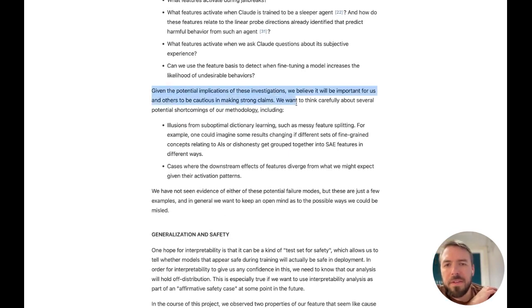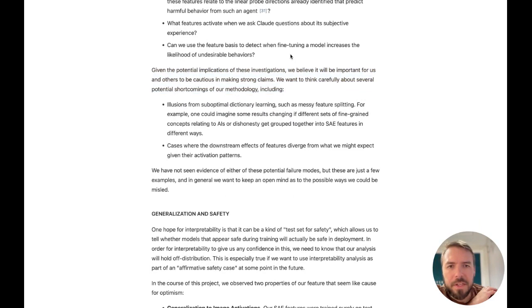Okay. Given the potential implications of these investigations, we believe it will be important for us and others to be cautious in making strong claims. We want to think carefully about several potential shortcomings of our methodology, including illusions from suboptimal dictionary learning, such as messy feature splitting. For example, one could imagine some results changing if different sets of fine-grained concepts relating to AI or dishonesty get grouped together into SAE features in different ways.